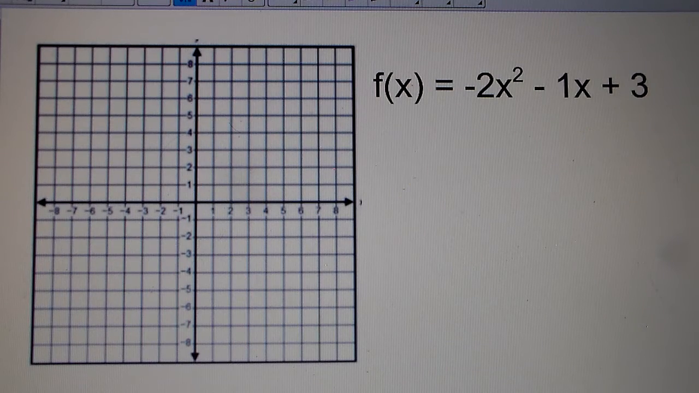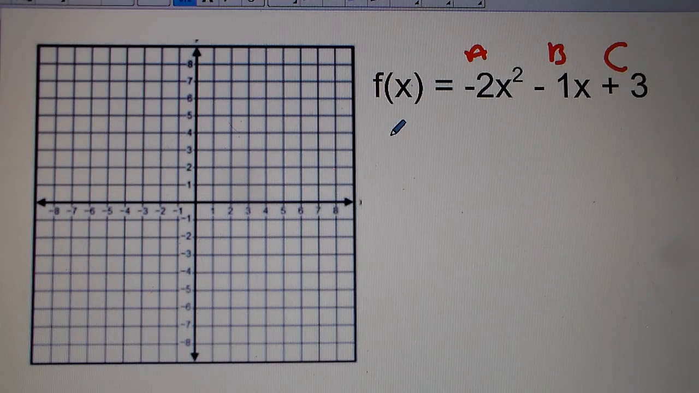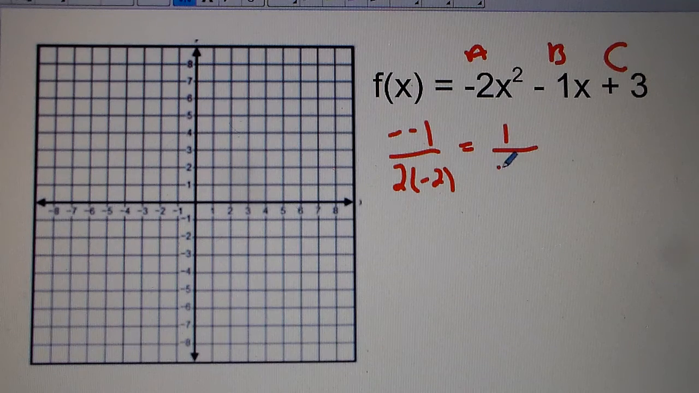Alright, one more before I show you the shortcut. So you have a, b, and c. Minus b, so minus of negative 1 over 2 times the a value of negative 2. So we have 1 over negative 4. Oh no, we have a fraction, not the end of the world. That's really the same thing as negative 0.25. So to go from fraction to decimals, we just type it into our calculator. 1 divided by negative 4. Okay.